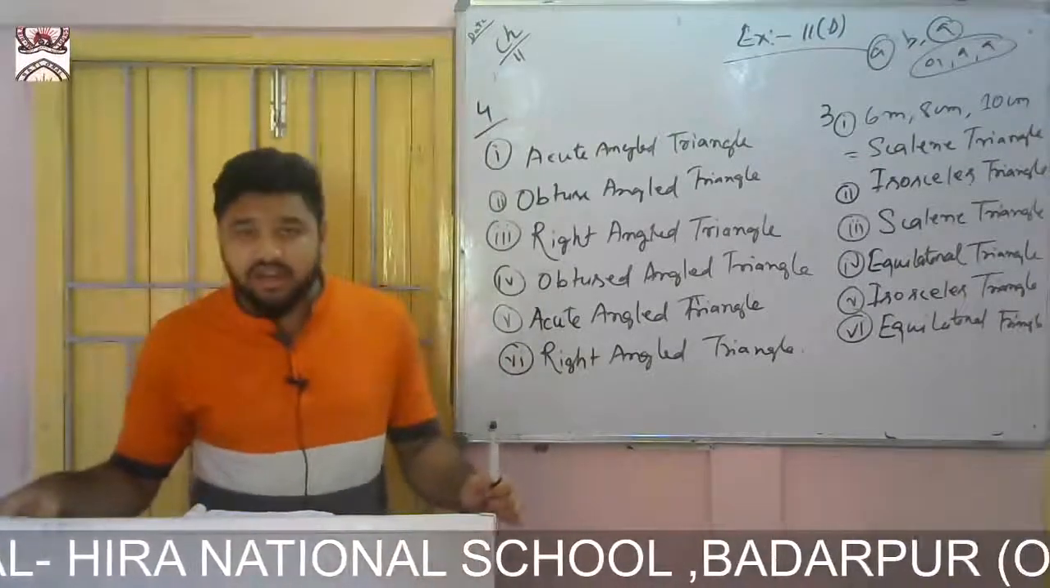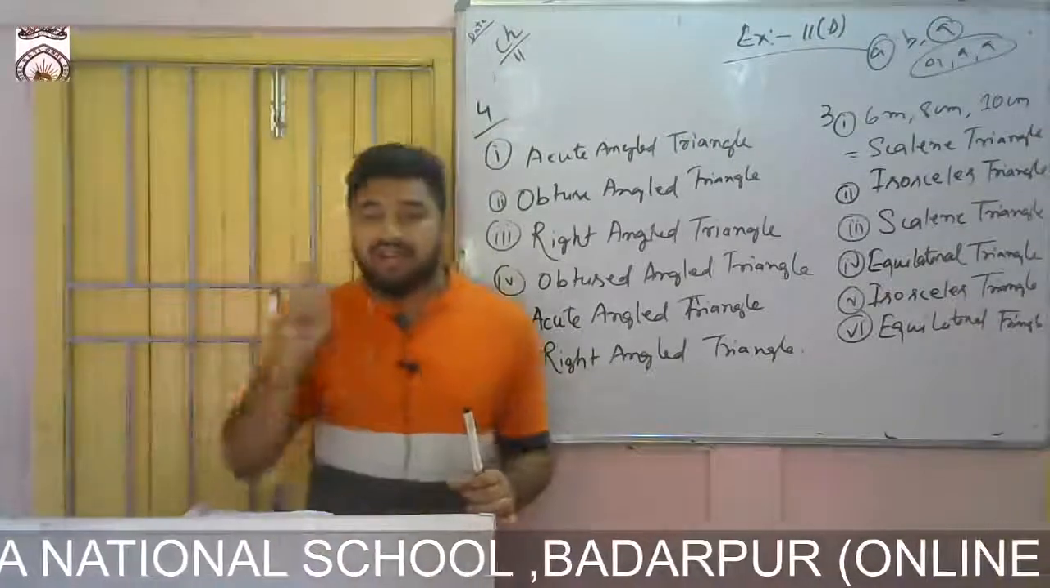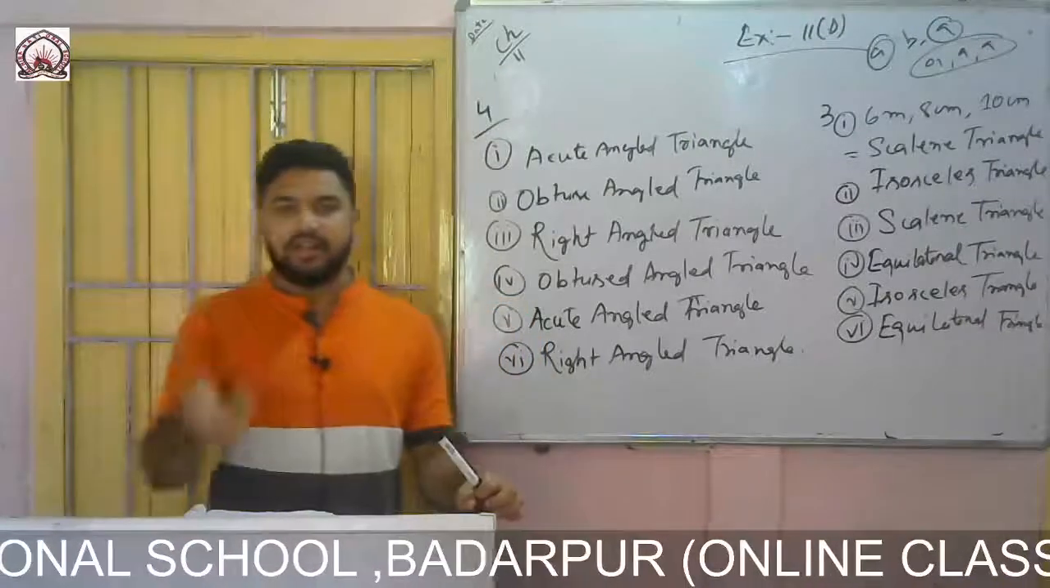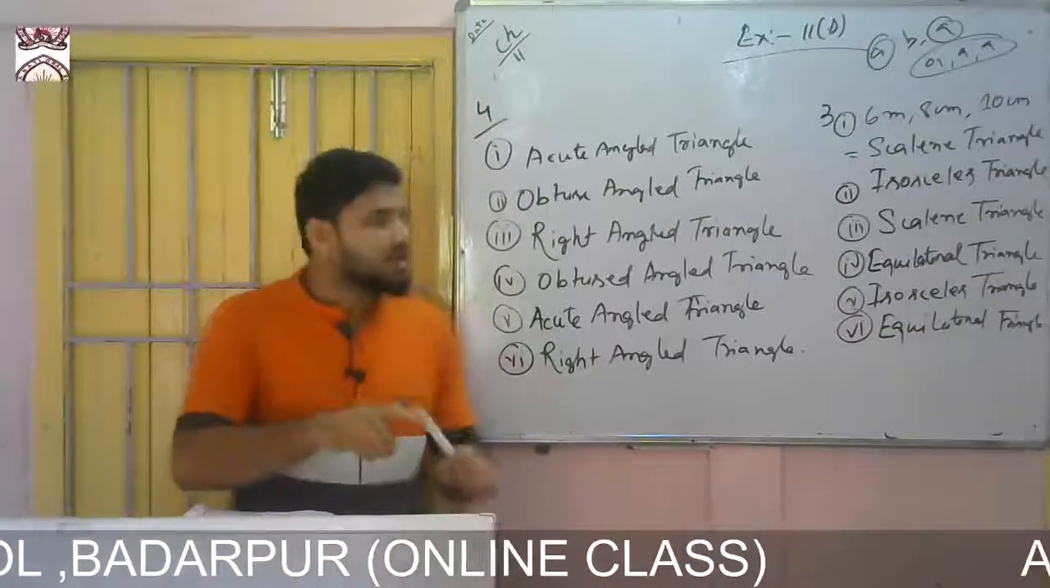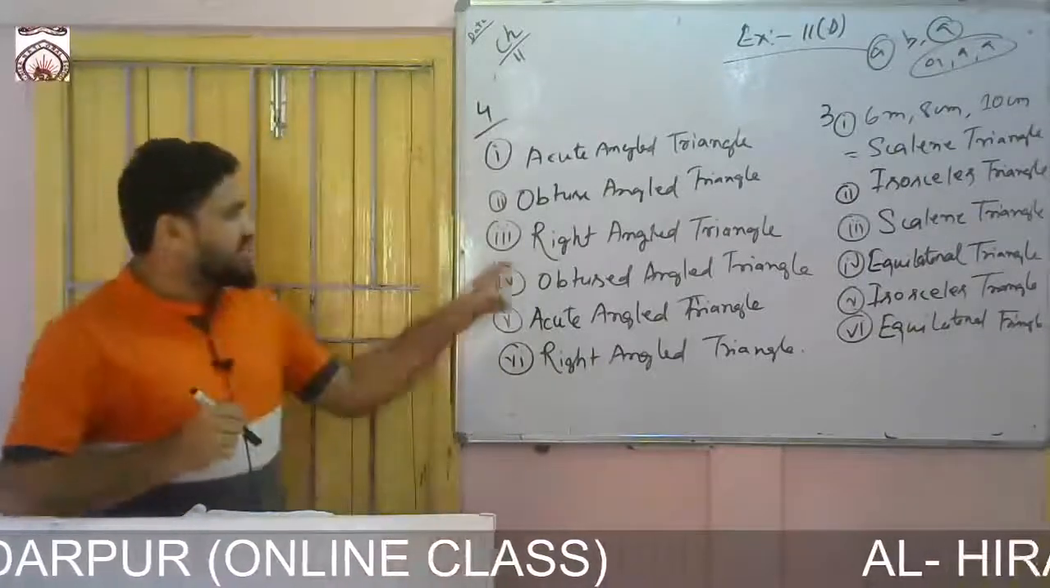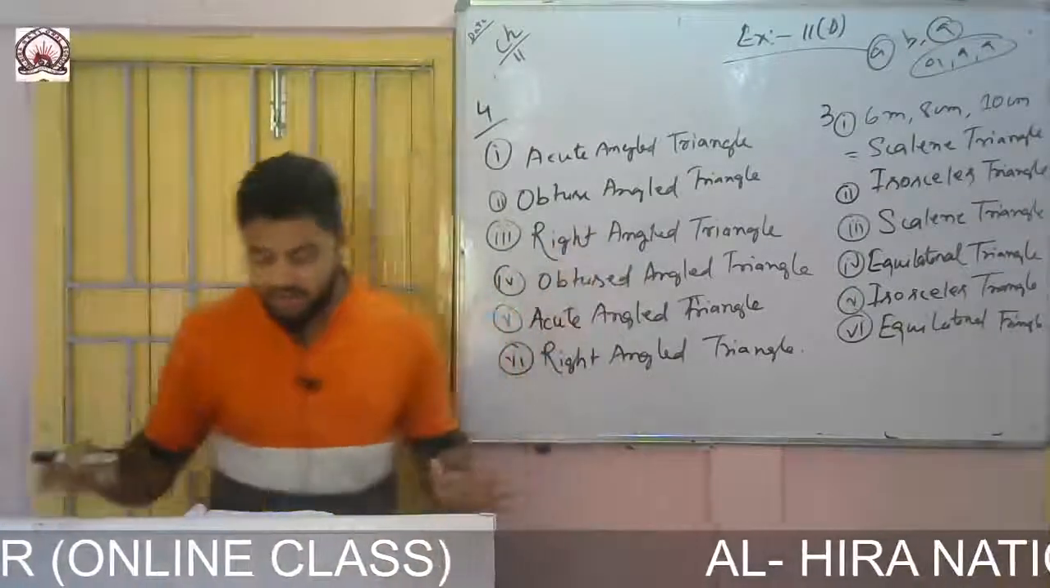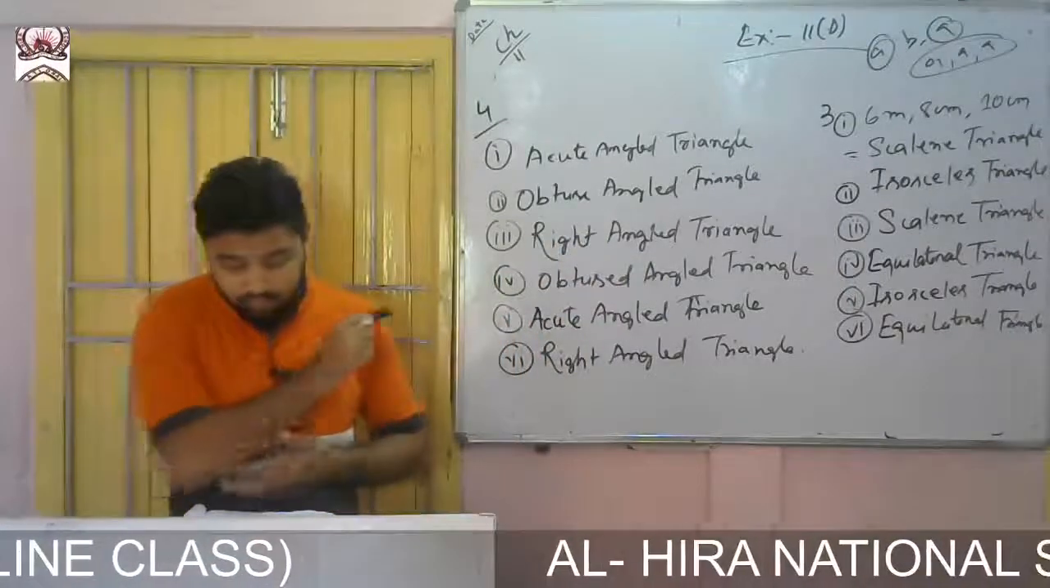Now come to the next one: 30 degree, 60 degree and 90 degree. So the measure of one angle is 90 degree. So it is right angle. So this one is also a right angle triangle.